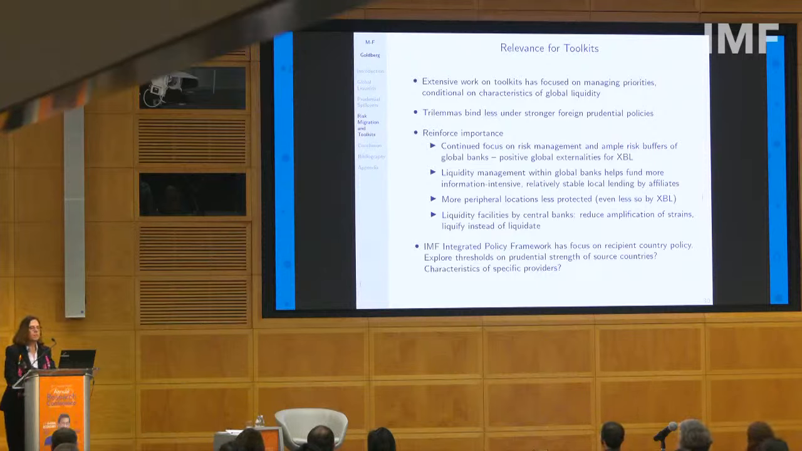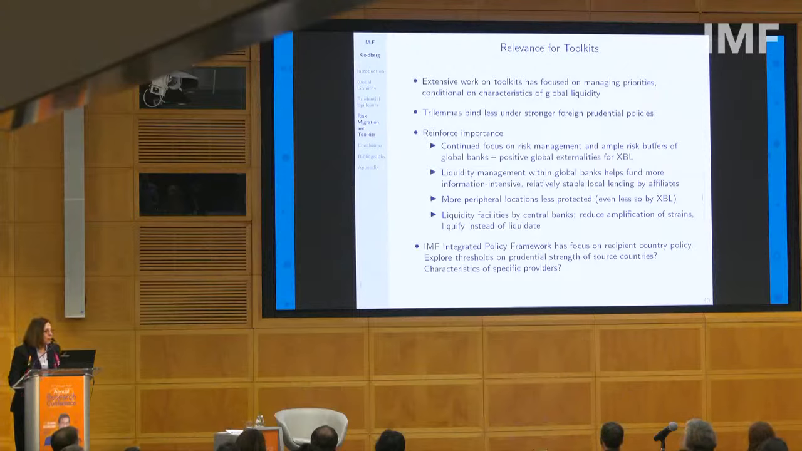This insight reinforces the importance of continued focus on risk management and ample risk buffers of global banks, positive global externalities for cross-border lending. Liquidity management within global banks helps fund more information-intensive, relatively stable local lending by their affiliates. However, more peripheral locations are less protected, even less so by cross-border lending. And liquidity facilities by central banks reduce amplification of strains and let them liquefy instead of liquidate their holdings of foreign exchange reserves by central banks.